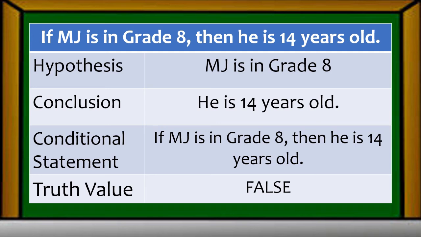The truth value for the conditional, if MJ is in grade 8, then he is 14 years old, is false. The truth value of the conditional statement is false because the conclusion is not true in all cases. Not all grade 8 students are exactly 14 years old, depending on their birth month, or maybe they started school earlier. Did you find our activity interesting?